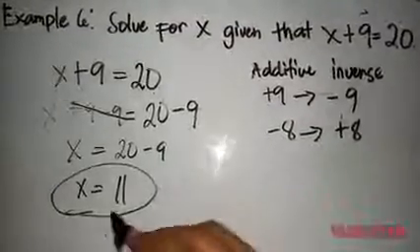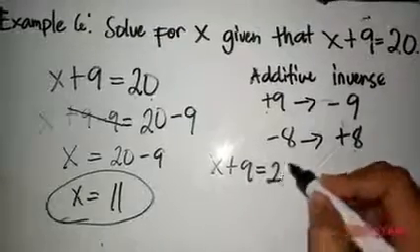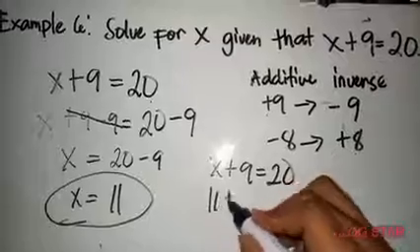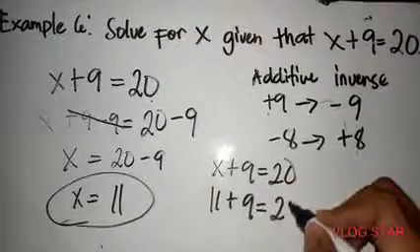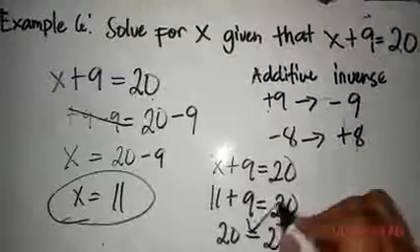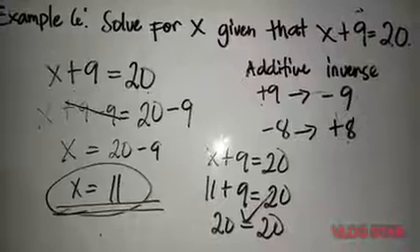To check whether the value of x is correct, x plus 9 is equal to 20, then just replace x with its value, which is 11 plus 9. 11 plus 9 is 20, equals 20. It means that the value of x is correct.